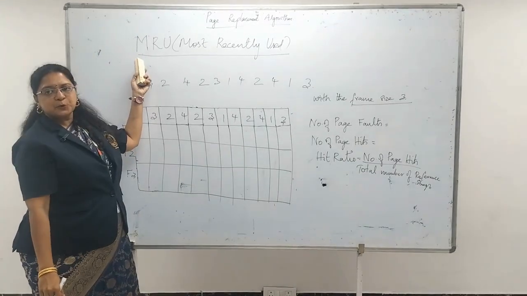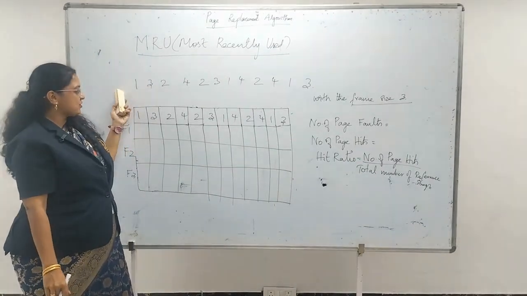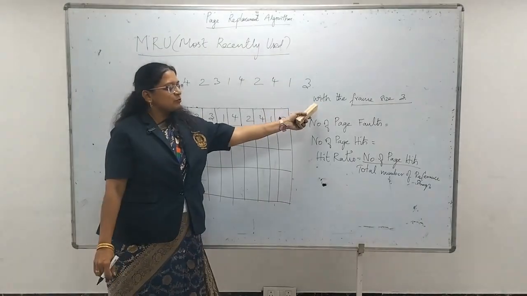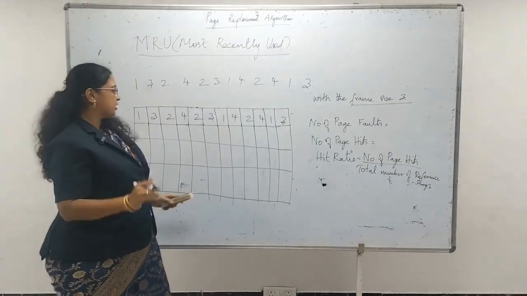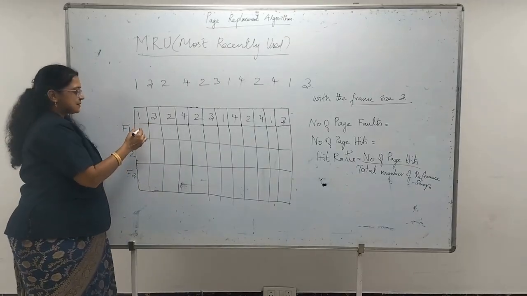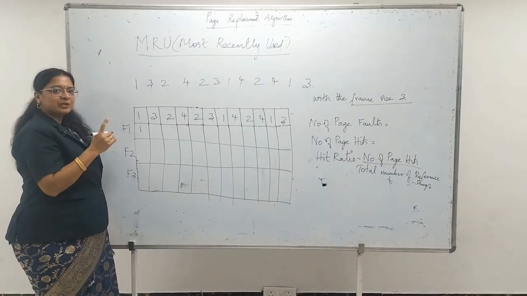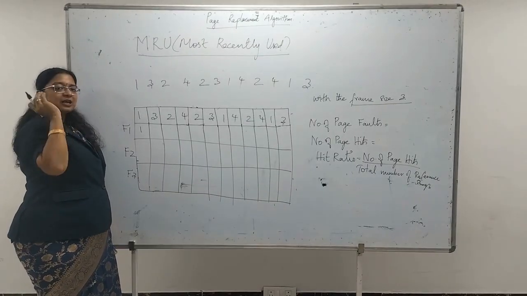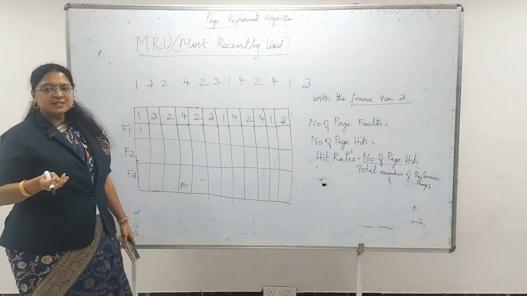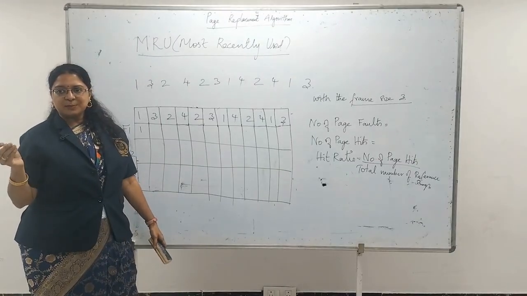To see about most recently used, same reference frame, with a frame size of 3. So first we need to insert the same one. Here initially your frames are empty, as per the previous thing, as we saw in FIFO, least recently used, and optimal page replacement algorithms.